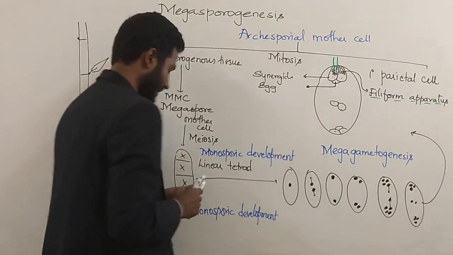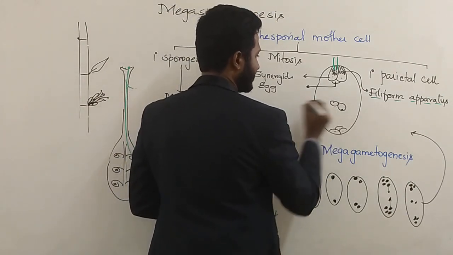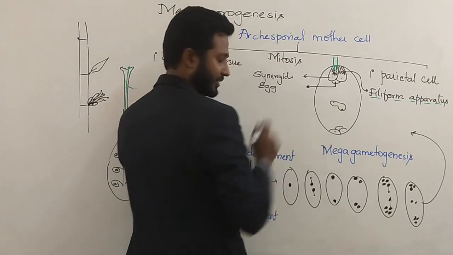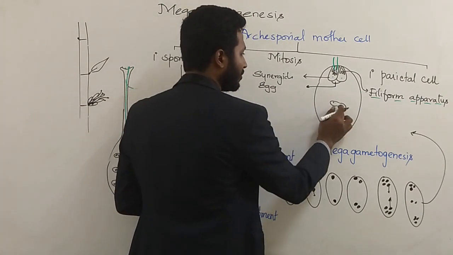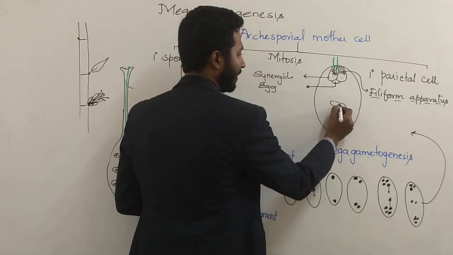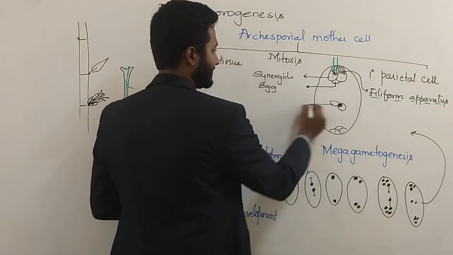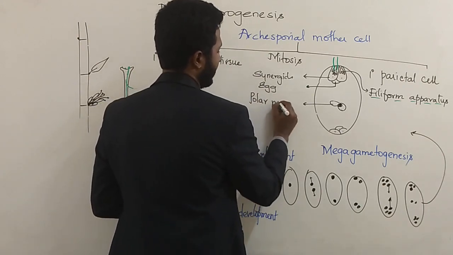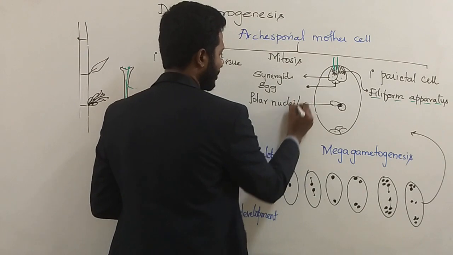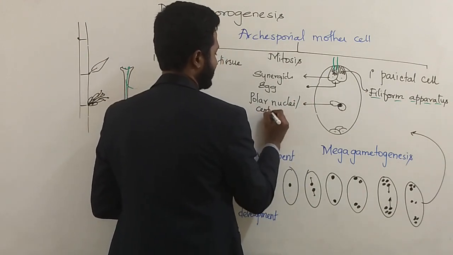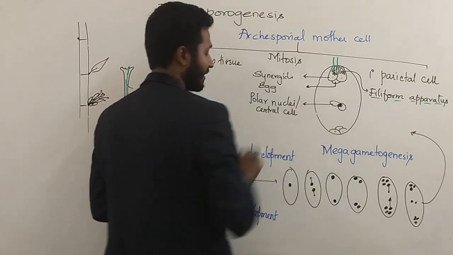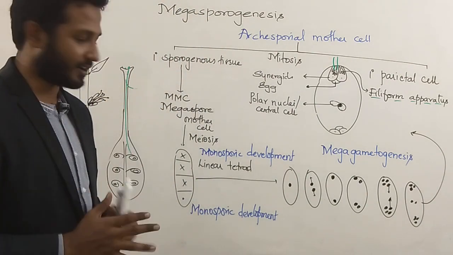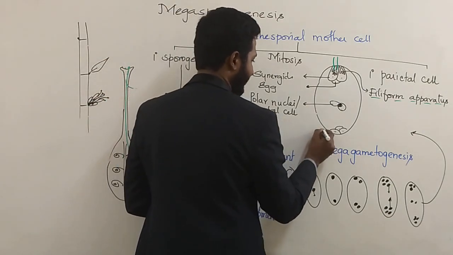Now moving ahead, centrally located two nuclei are there which are initially separate, binucleated in condition, but later on they fuse their nuclei and become diploid. So you have a diploid nucleus, and this cell is known as polar nuclei, which is also known as the central cell. Polar nuclei or central cell. Okay. Now, last but not least, here we have antipodal cells.